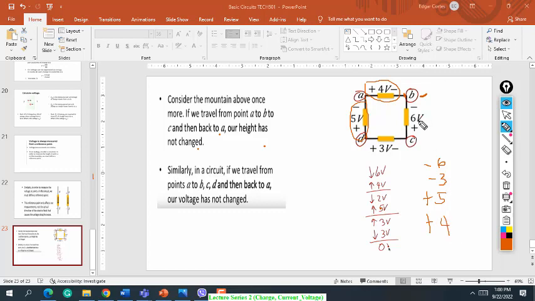And then we go back to 6. So what is the result? Zero. So meaning, at any point in this loop, the algebraic sum of voltage, at C, A, D, B, is equal to 0. That is actually the concept of Kirchhoff's voltage law, which is another discussion in our circuit analysis.